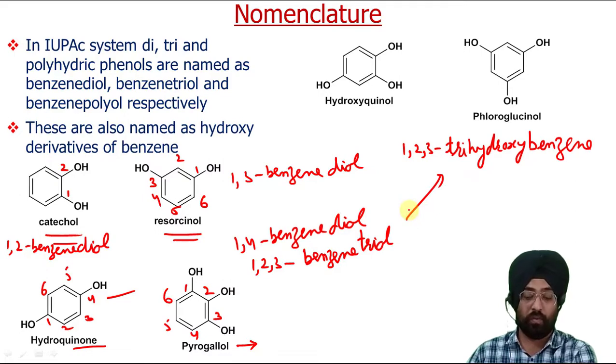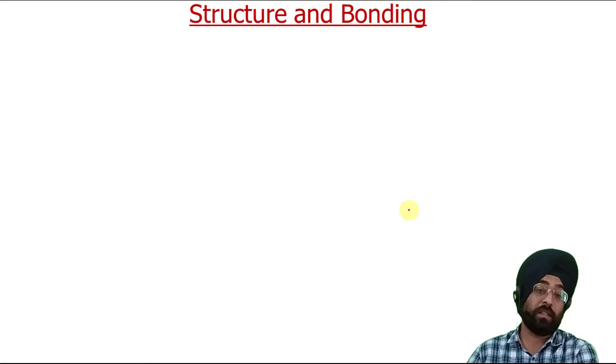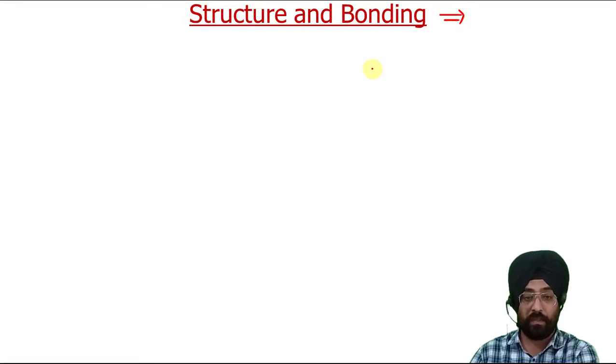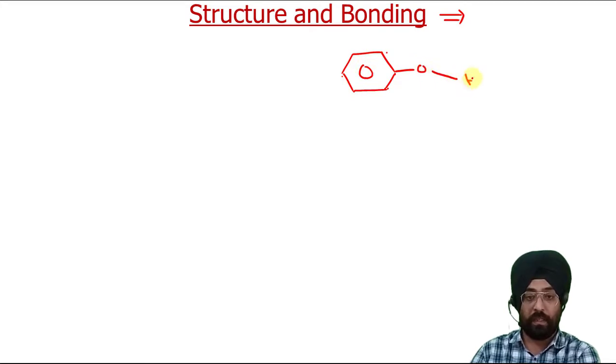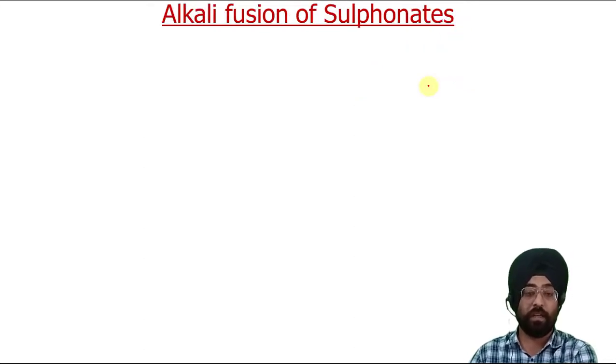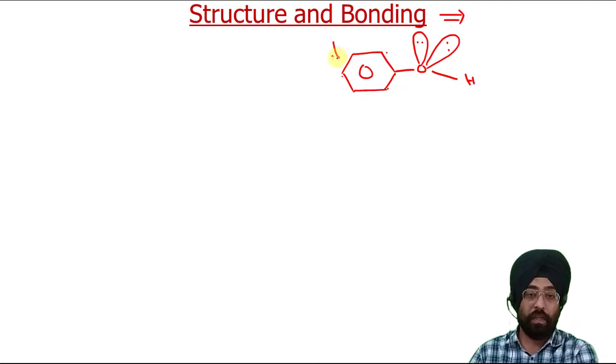So these were some rules to name these compounds. Now let us discuss their structure and bonding. This phenol, I can represent like this. This will be your OH, phenol. Now this has two lone pairs of electrons, two electrons here and two electrons here. So that is your phenol. We can represent it like this. Now we have to see how these bonds are formed.